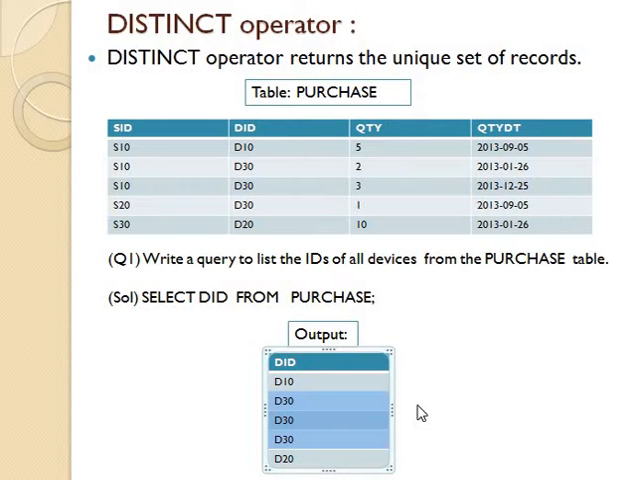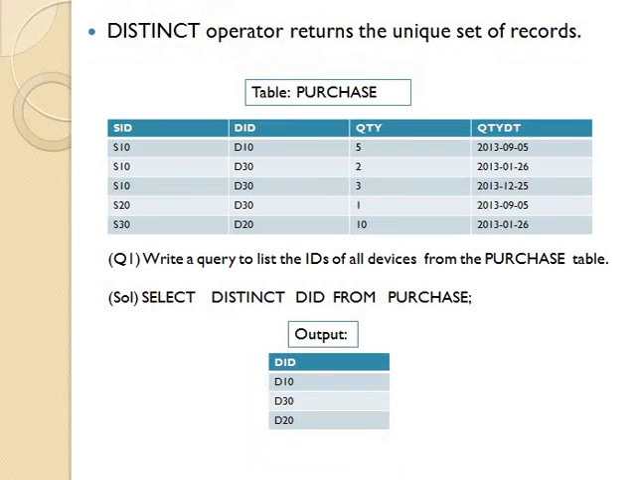There is a technique of removing these duplicate entries. Just include the distinct operator in the query before the column to be displayed, which is DID in this case, and on doing this you will see that the duplicate entries of D30 disappear from the output table. As a result, the output table shows only the unique entries of DID.